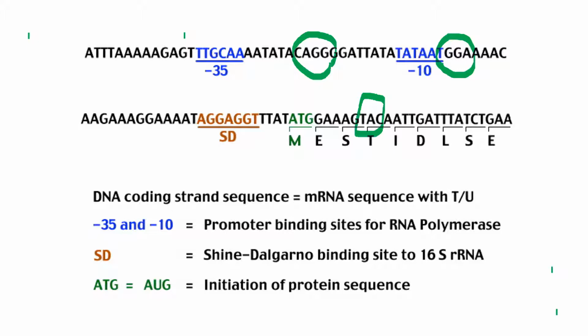The other element that is present here is what's called the Shine-Dalgarno sequence. This is the binding site for the 16S ribosomal RNA, which indicates where that ribosome needs to start thinking about translation.